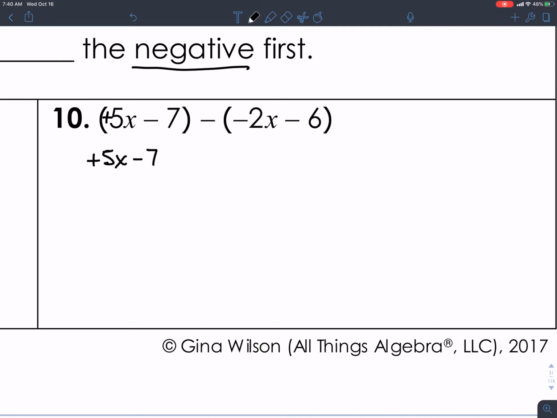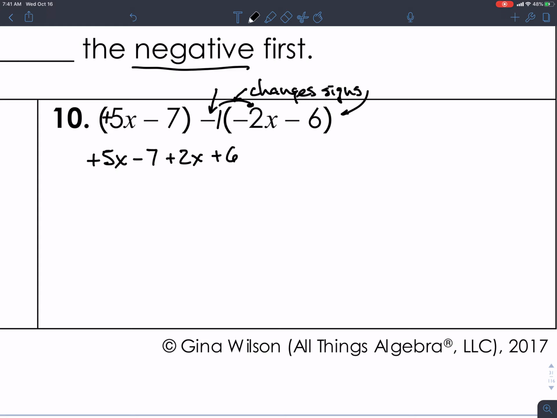So I have my two terms. Now I have this negative. There's two ways you can think about this, but the simplest way is to think that negative right there just changes the sign of everything inside the parentheses. So that negative makes the negative 2x a positive 2x. That negative makes the negative 6 a positive 6. Is that hard? Is that difficult? Hopefully not. You can also think of it as a negative 1 times a negative 2.